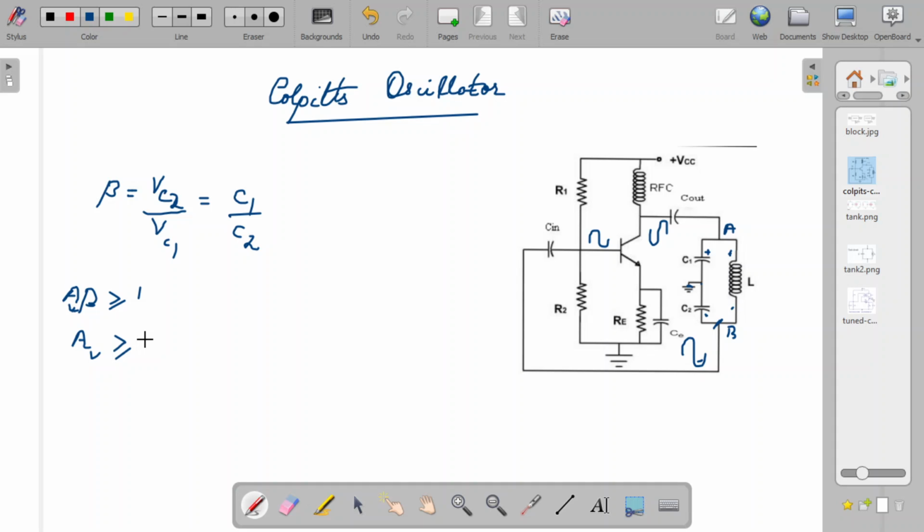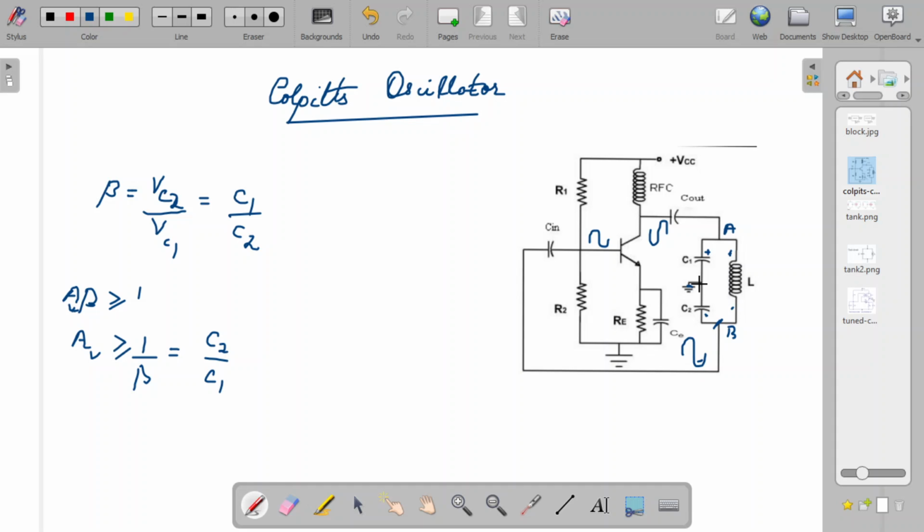So for the AV value to satisfy the Barkhausen criteria, and for oscillations to start, you have to have an A beta value greater than 1. Then only you can have high oscillations in the beginning, and then you can get back the A beta to 1. But initially, to start the oscillation, the AV value should be greater than C2 by C1. So when you design the tank circuit, you make sure to keep the value of C2 greater than C1.